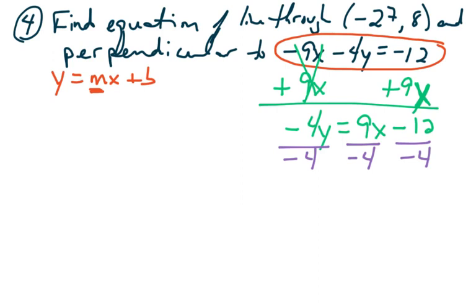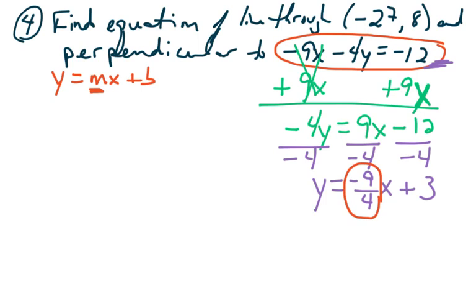So now we simplify here, we get y is equal to negative 9/4 x, and a negative divided by a negative is a positive. 12 divided by 4 is 3. So another way to write this equation is y = -9/4 x + 3. That's the same thing as this equation up here. I just wrote it differently. And I did that so I can identify the slope. So the slope of this line is negative 9/4.